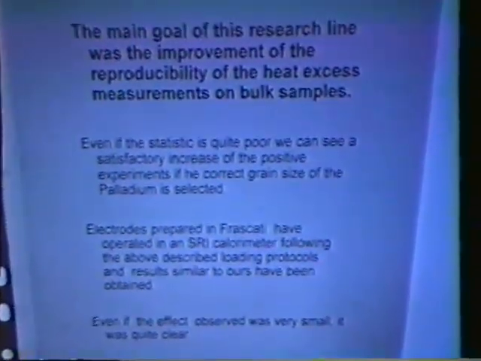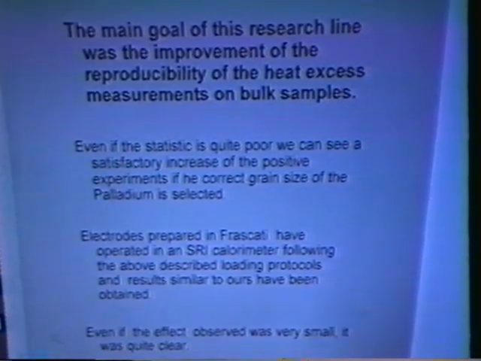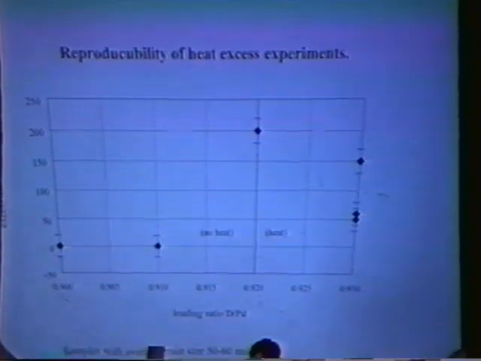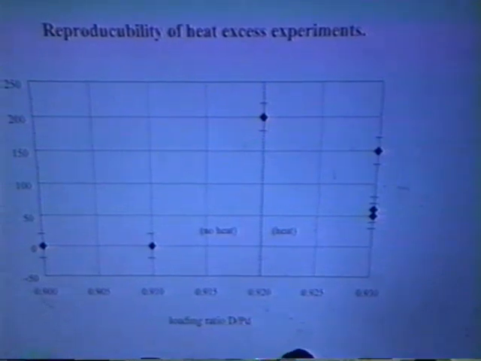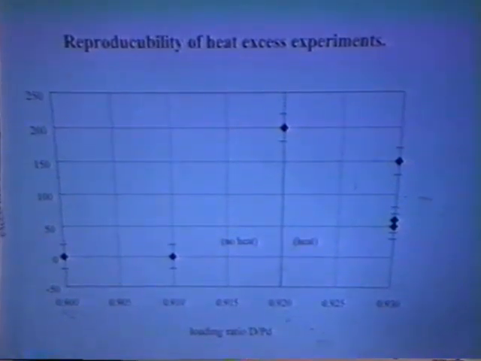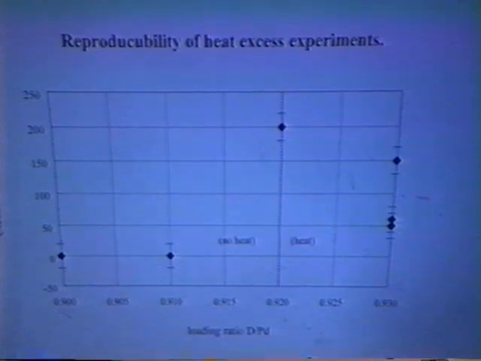But moreover, we sent an electrode prepared in Frascati to SRI, and they found quite similar behavior in XSE. I want to focus your attention on the fact that the XSE is very small, in the order of 200 to 300 milliwatts, that corresponds to less than 10% of the total power. But it's very clear, and it looks the same from one experiment to the other. And it is important because in some way it is reproducible.